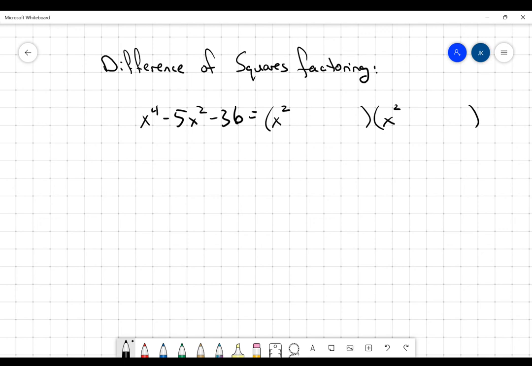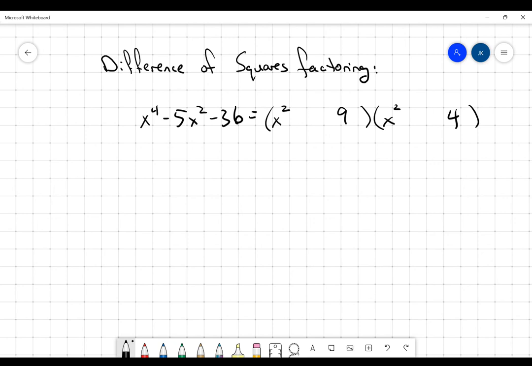Well, I don't have a ton of factors of 36. We've got 3 and 12. 3 and 12 doesn't go to 5. I should have started with 1 and 36. 1 and 36 will not go to 5. 2 and 18 is not going to combine to get 5. 3 and 12 won't. 4 and 9 will. Okay, so 9 and 4.